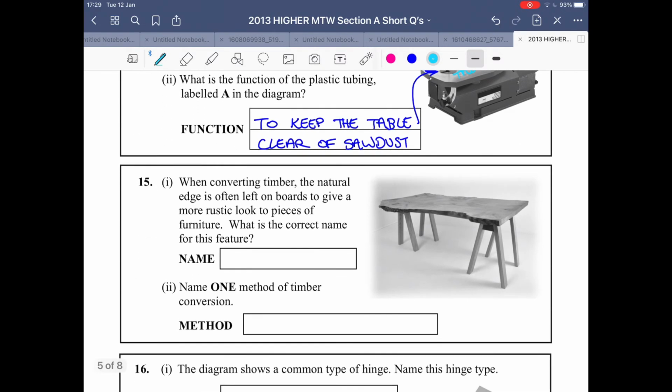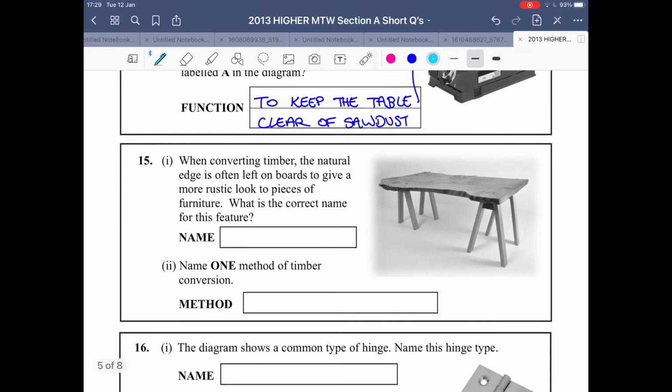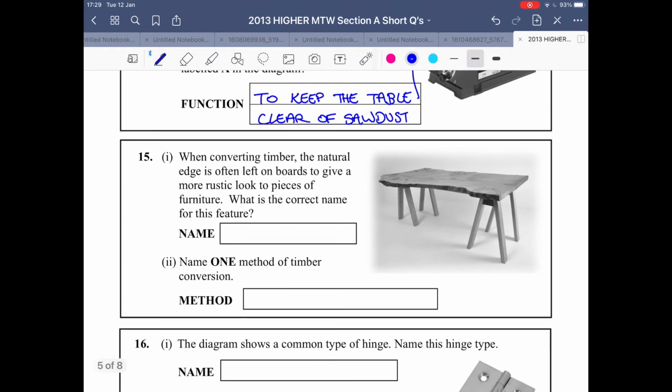Now, next thing is, when converting timber, the natural edge is often left on boards to give a more rustic look. And what's the correct name? You just got to learn this one off, lads. It comes up a lot. It's called waney edge. W-A-N-E-Y. Waney edge. Okay, so just learn it off.